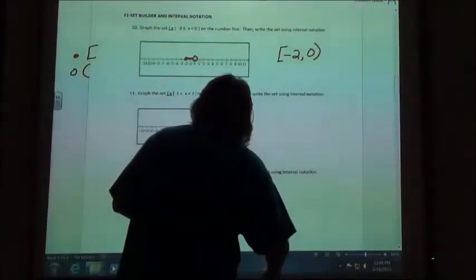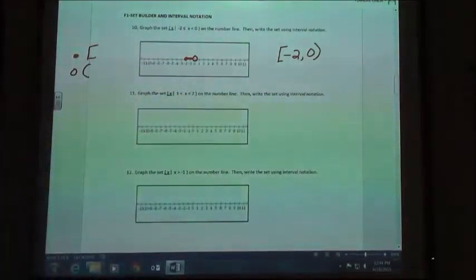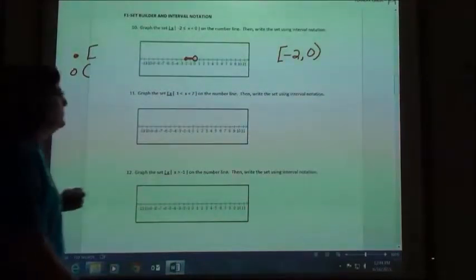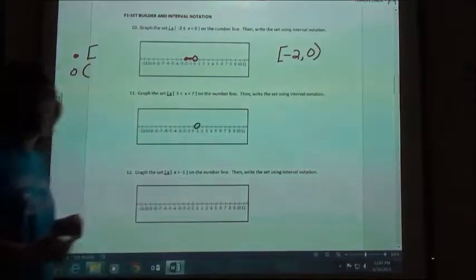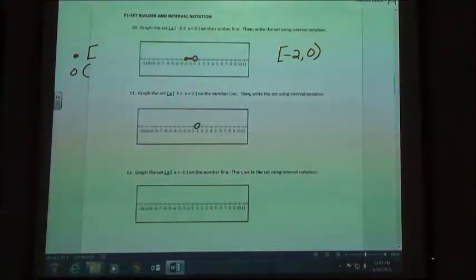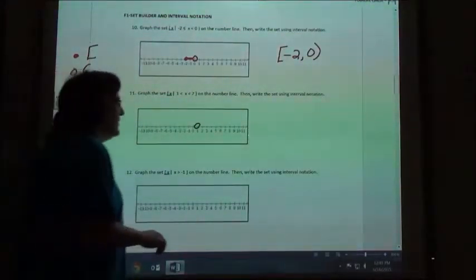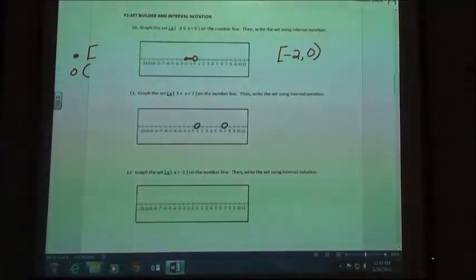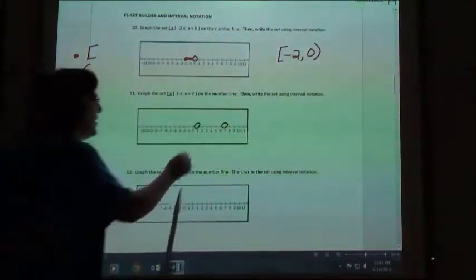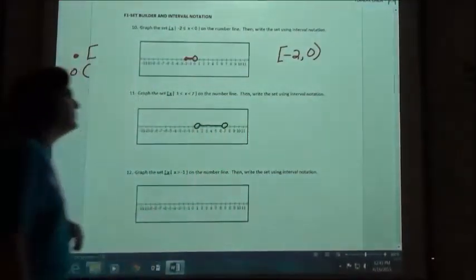So number 11, we're graphing the set x such that 1 is less than x, which is less than 7 on the number line. So what kind of end mark should we have on the 1? We'll get to that. On the graph, we're going to put an open circle, right? On the 7, also have that open circle. We don't have any equal to bars underneath, and we're shading in between.